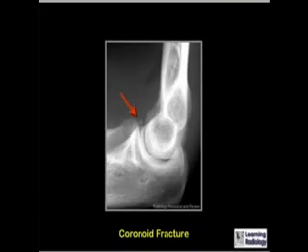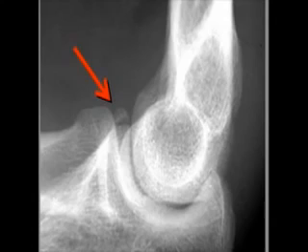This is an example of a fracture of the coronoid process of the olecranon. The red arrow is pointing to the small avulsion fracture.